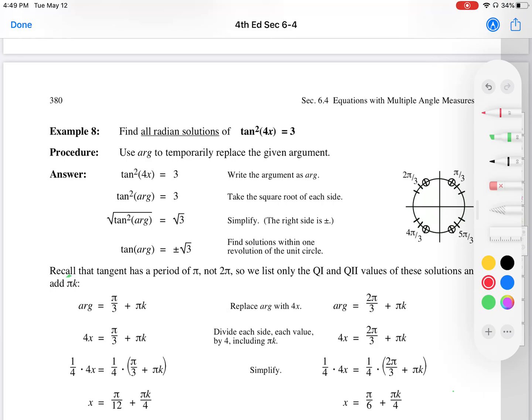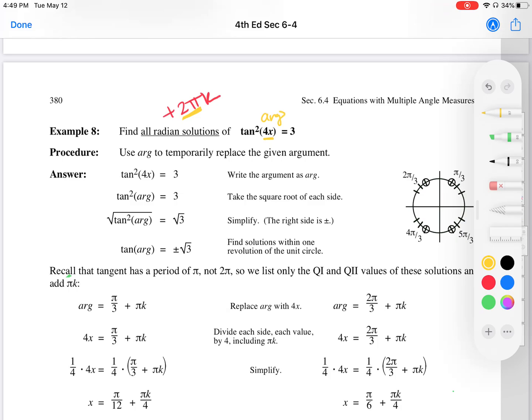Example 8, find all radian solutions. All right, all radian solutions, we have that plus 2 pi k. And just like before, that 2 pi is going to vary. It's not going to be plus 2 pi k every time. Why is it not going to be plus 2 pi? Because we have an argument we need to consider. So let's write arg.